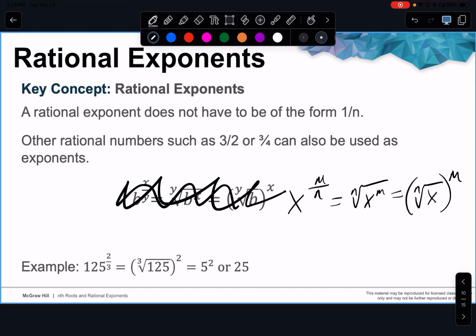There are going to be certain problems where this is easier. Like if x was a 2 and this was a 3, there are going to be certain numbers where it's easier to do it that way. But like this example down here on the bottom, if we didn't do that, it would be the cube root of 125 squared. Who knows 125 squared right now? I don't. So by breaking this apart, I can find the cube root of 125 first, which is 5, and then square it, which is 25 as our answer.